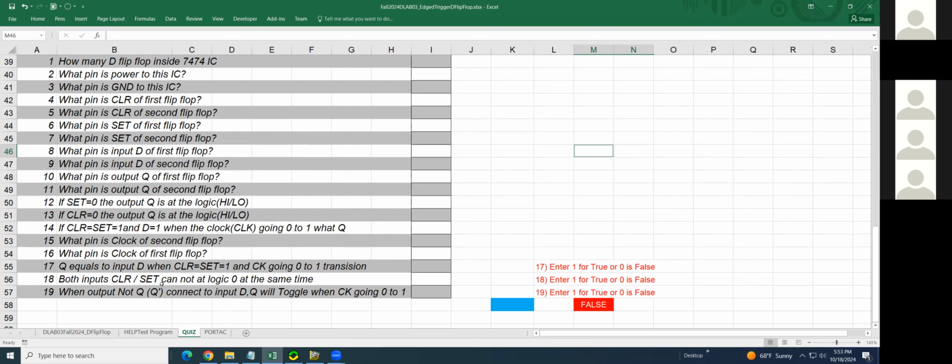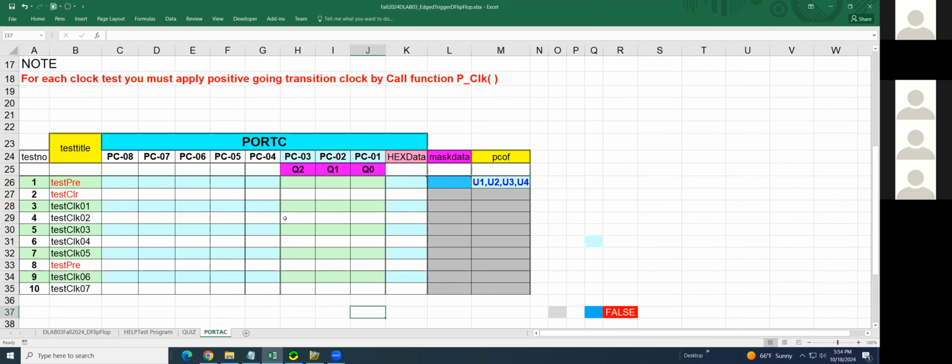For example, here, 17: Q equal to input D when clear equal set equal 1 and the clock going 0 to 1 transition. Your answer will be: enter 1 if it's true, enter 0 if it's false. And that's the same thing for the others.